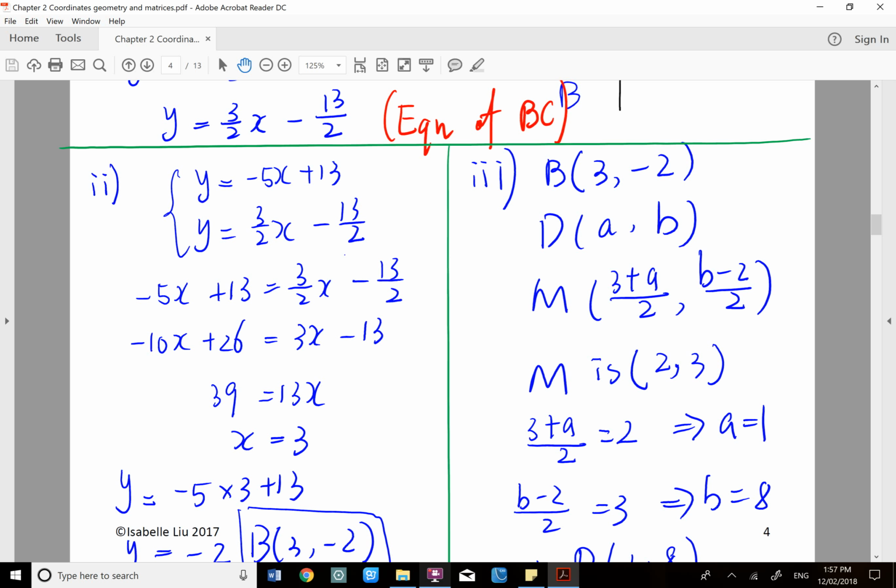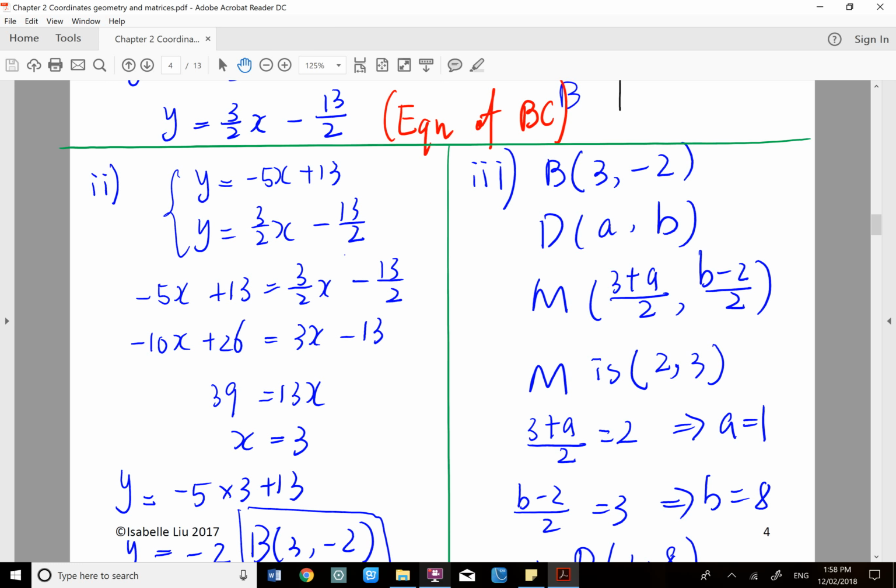What is the midpoint? The midpoint will be 3 plus a over 2 and negative 2 plus b over 2. That's the midpoint between B and D. But I also know the midpoint is 2, 3. Therefore, we need to equate them because they're the same midpoint. So 3 plus a over 2 equals 2, which gives a equals 1. Negative 2 plus b over 2 equals 3, which gives b equals 8. So 1, 8 will be the coordinates of D.